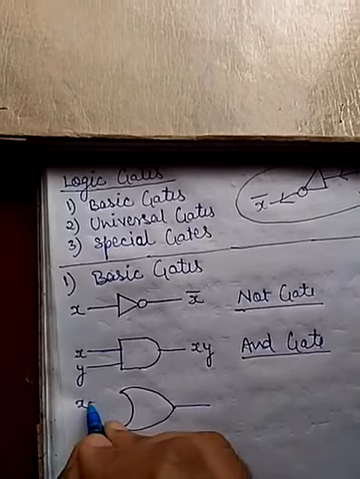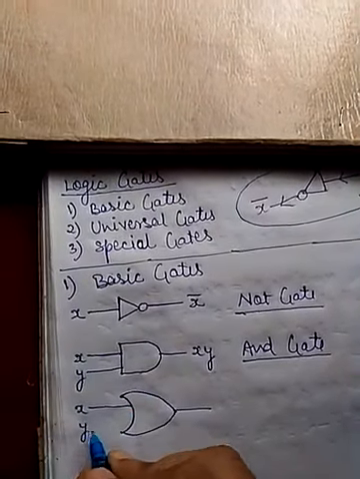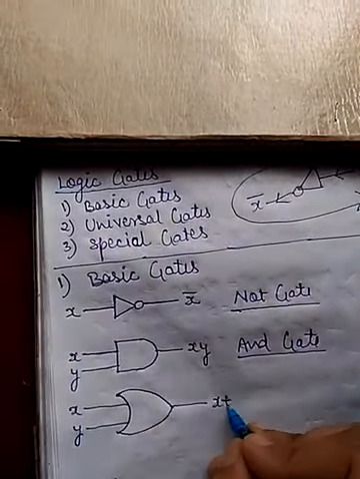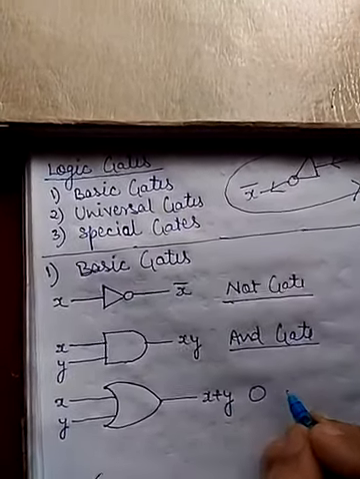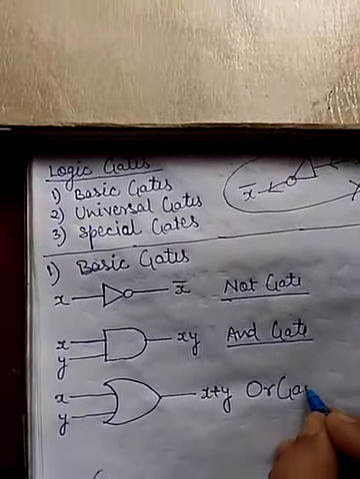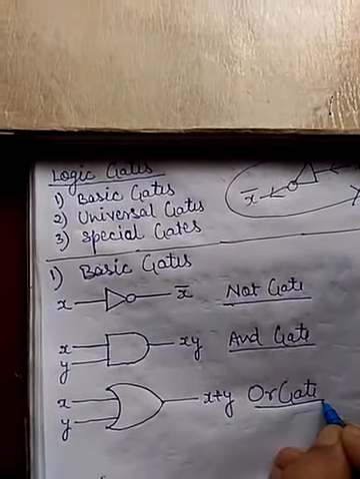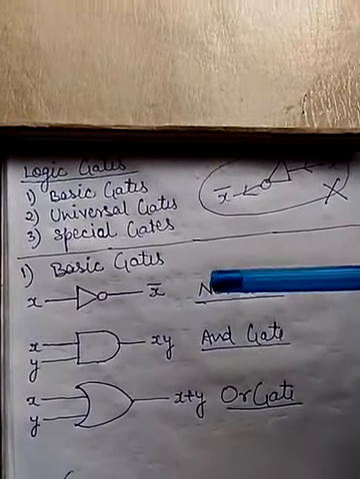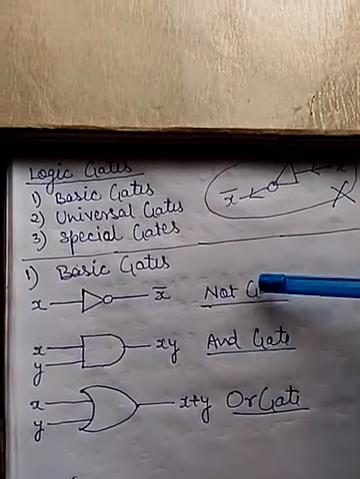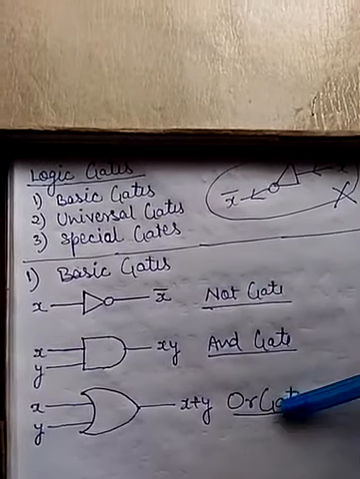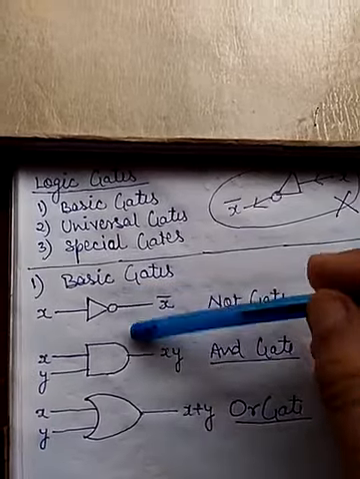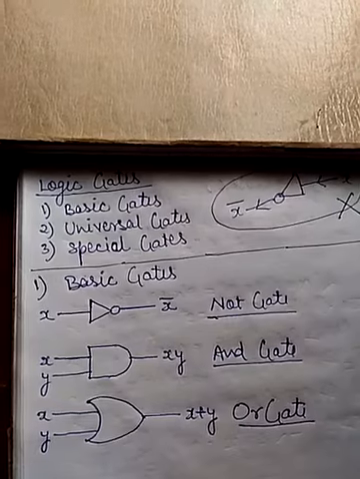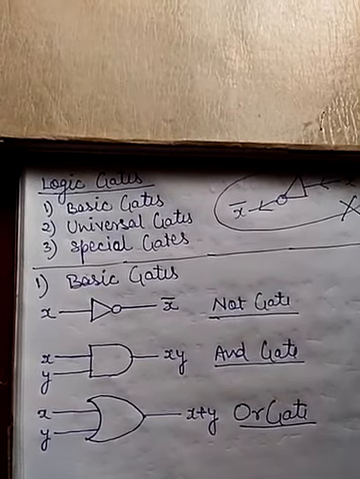Third one is the OR operator, the OR gate. Again it is binary. It consists of two or more inputs, and this is the output X plus Y. This is the OR gate. These are the three basic gates: NOT gate, AND gate, OR gate. Draw these gates in your notebook so that while creating the circuit diagram you need not refer to them again and again.